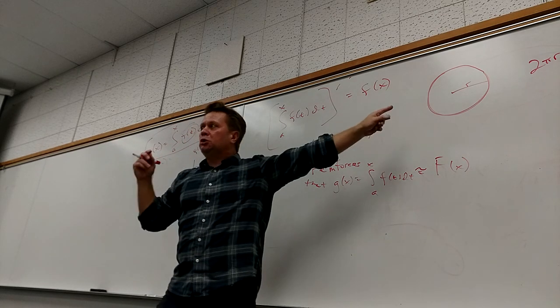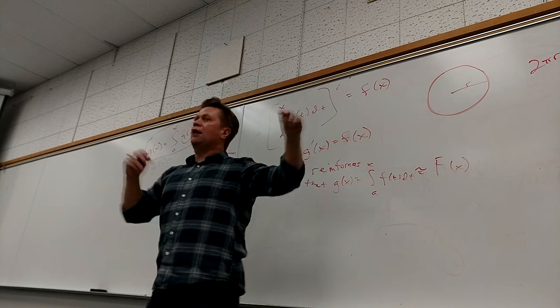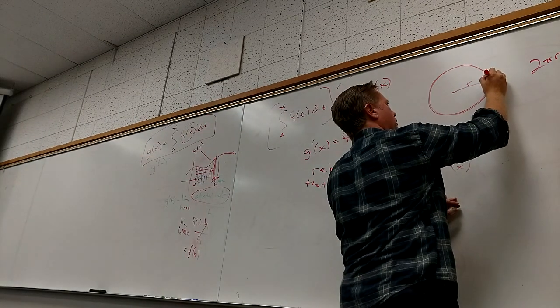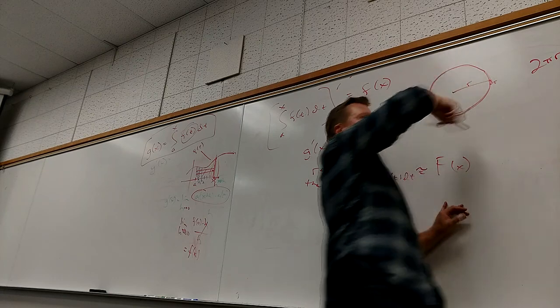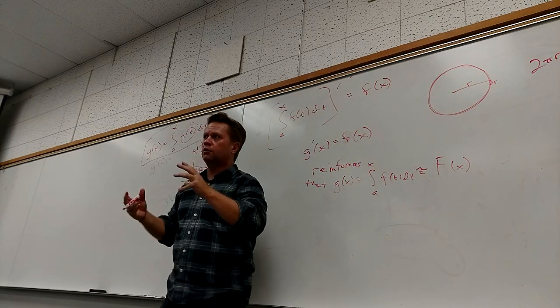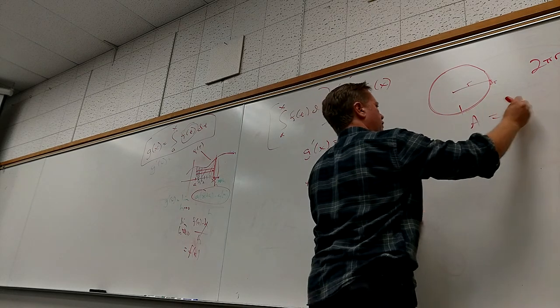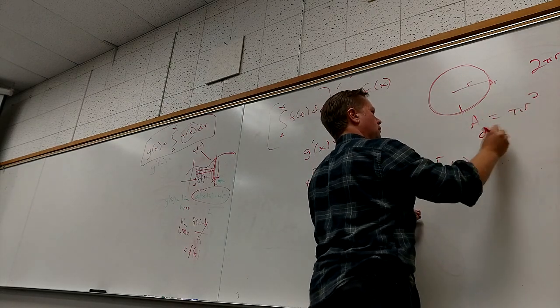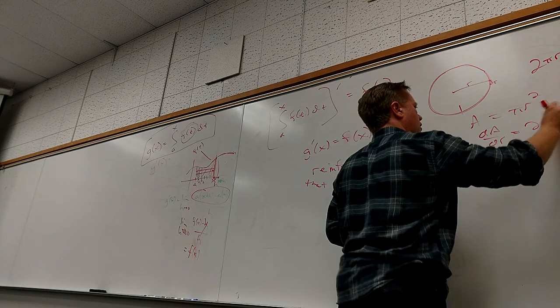So that should be the derivative of the area of the circle. It's how much the area of the circle changes if I put a little dr, a little piece of tape around it. That should be how much it changes. What's the area of a circle? Pi r squared. What's the derivative of that with respect to r? 2 pi r.